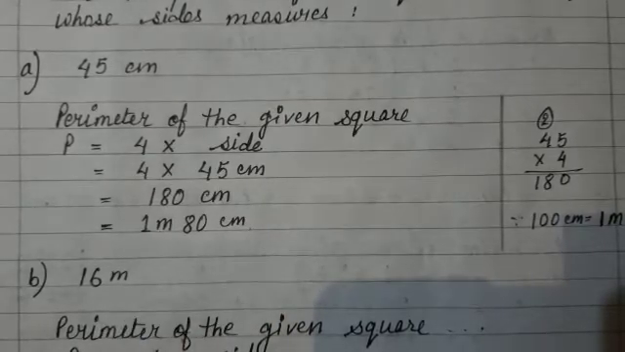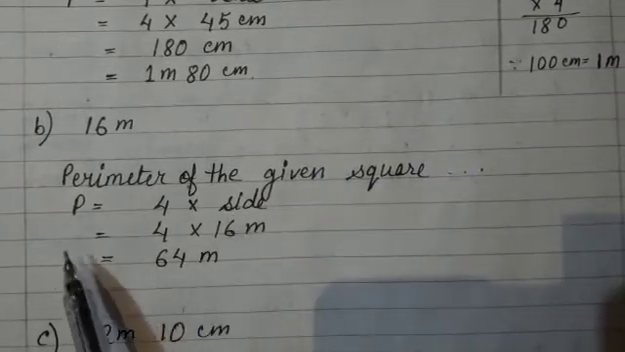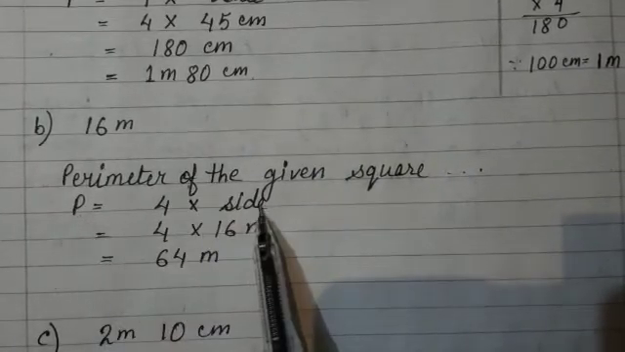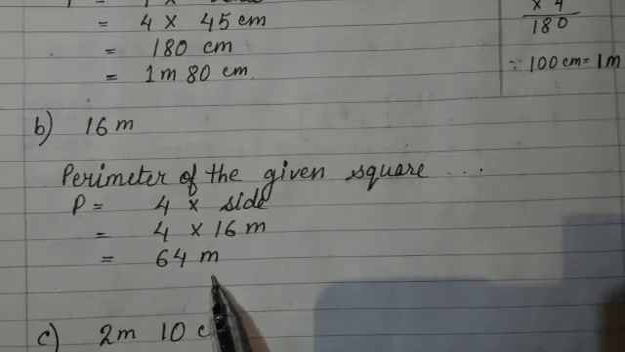Similarly, number B, the side is given 16 meter. Therefore, perimeter of the given square P is equal to 4 into side. So, 4 into 16 meter. Finally, it is 64 meter.